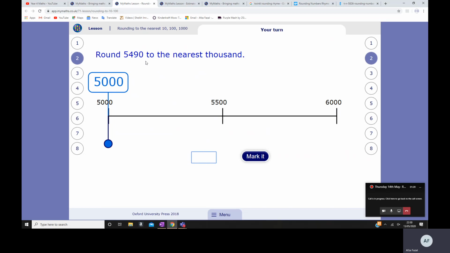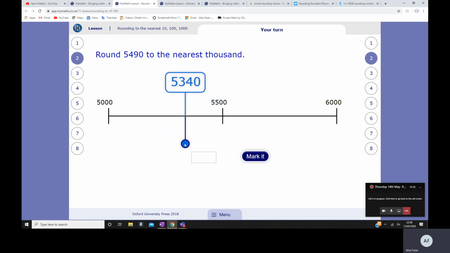Round 5,490 to the nearest 1,000. Again, 1,000 before, 5,000, 1,000 after, 6,000. So it comes between 5,000 and 6,000. So now I need to find the number 5,490. Right, so it hasn't passed the halfway mark yet, so it's closer to 5,000. You've always got to remember 0 to 4 you round down, 5 to 9 you round up. So I'm looking at the 4 in the hundreds column, which is going to tell me to round up or down. Because it's a 4, I round down, so it's closer to 5,000.